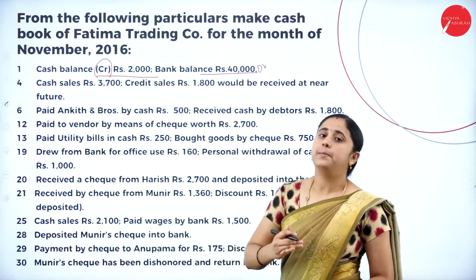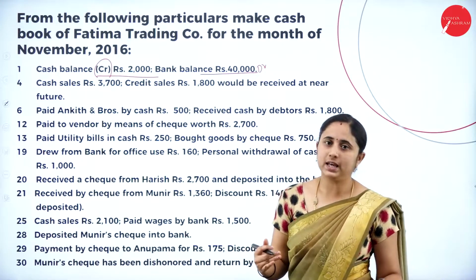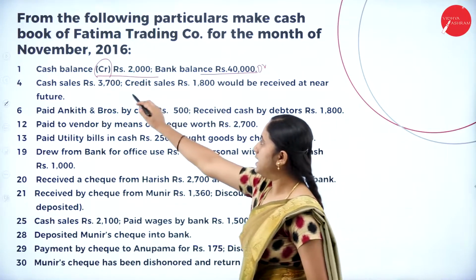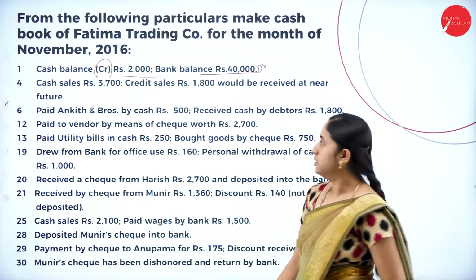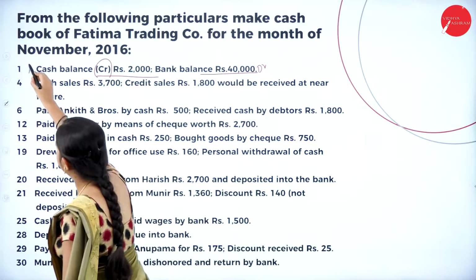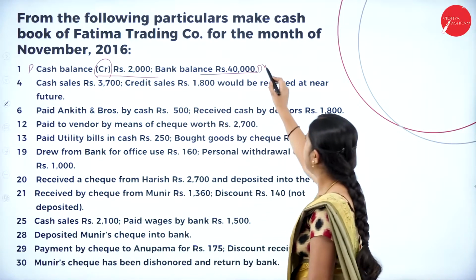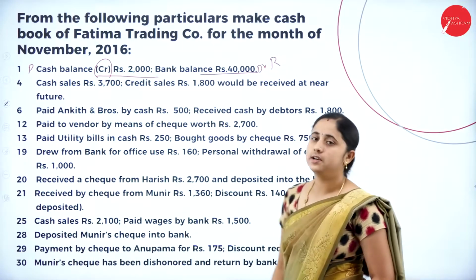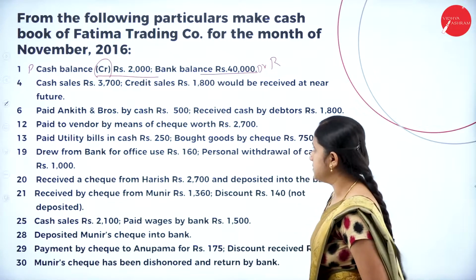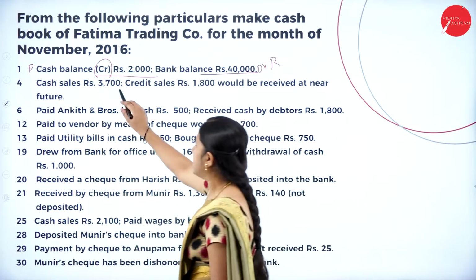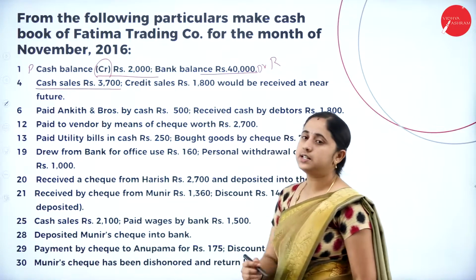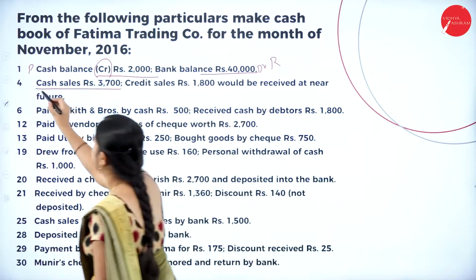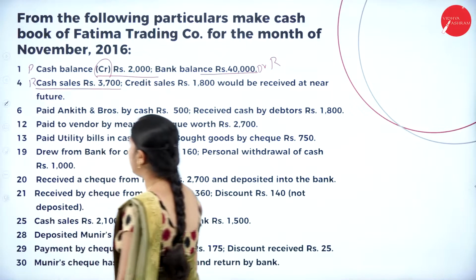So this is the balance brought down from the last month. So this is the balance brought down credit side and this is for the debit side. So this is payment side, will record in payment side, and this bank balance will record in receipt side. Next, cash sales 3,700. Cash sales, this is the receipt. So write in the receipt side, that is debit side.